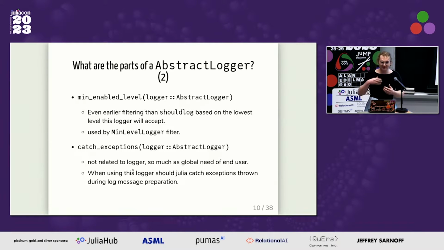So if during the preparation of your log message you get an exception thrown, say you put in an expression that was wrong, or maybe there's a bug in the logger itself, should Julia capture that exception? Probably good if you're running in production. We don't want the logging system to itself crash our application. Or should it not? Which is probably good when you develop it. We don't want to not catch the fact we screwed up our log messages.